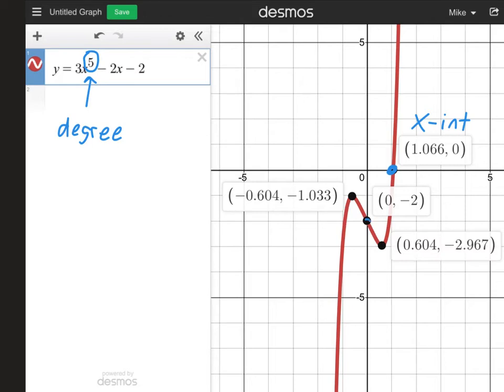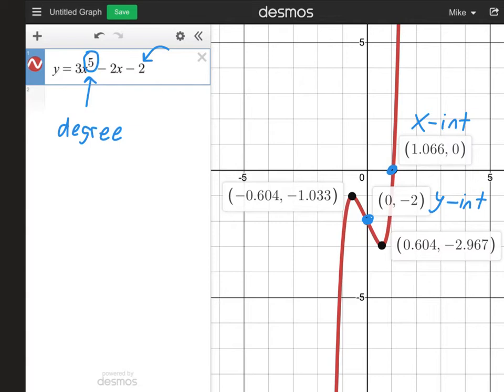And then down here at (0, -2), that is going to be the coordinates of the y-intercept. That one's just going to be the constant term here. Constant meaning it doesn't have a variable attached to it. It's just like a number. Okay, so those are your intercepts.